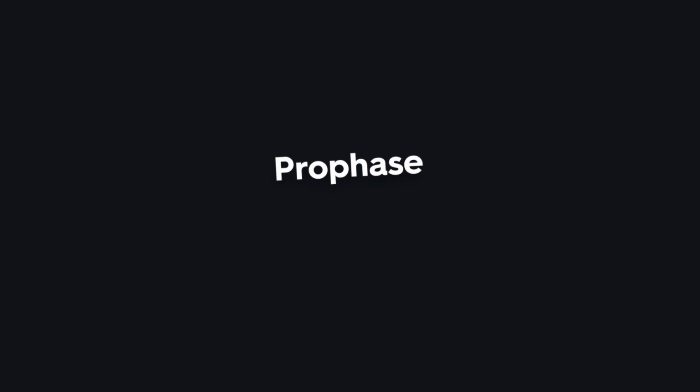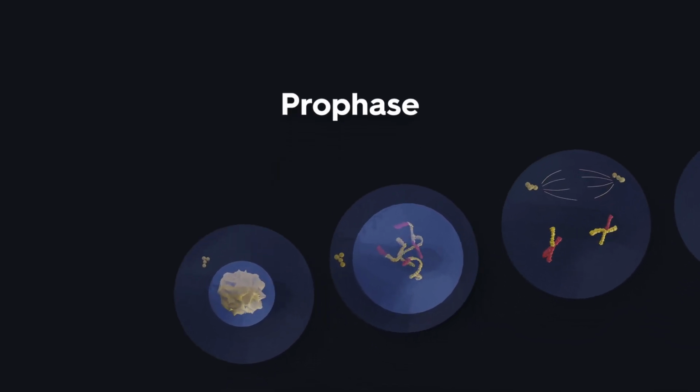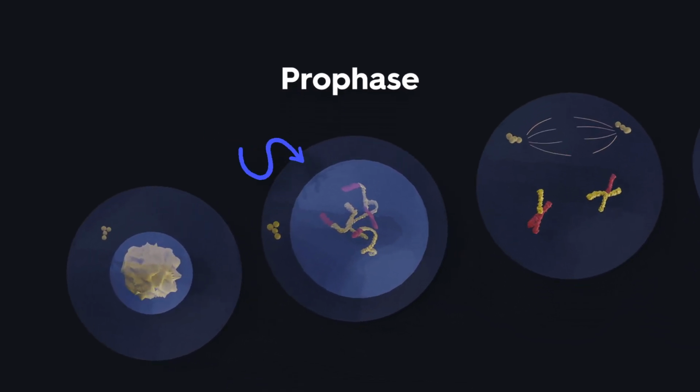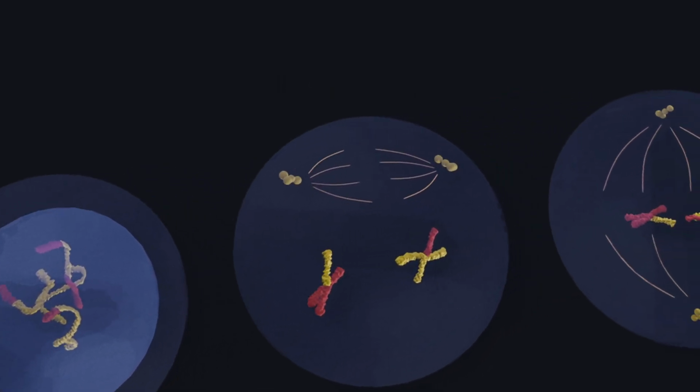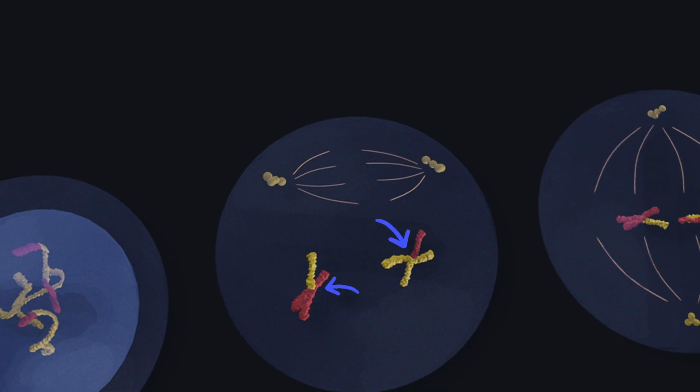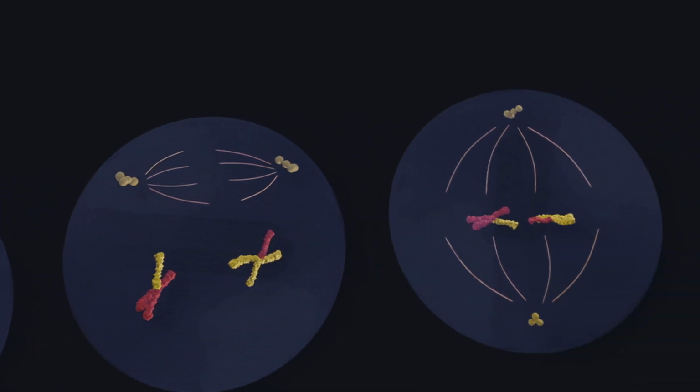It begins with prophase, when chromosomes condense, the nucleolus fades, and a mitotic spindle made of microtubules forms. These microtubules are protein fibers that attach to kinetochores on each chromosome's centromere.